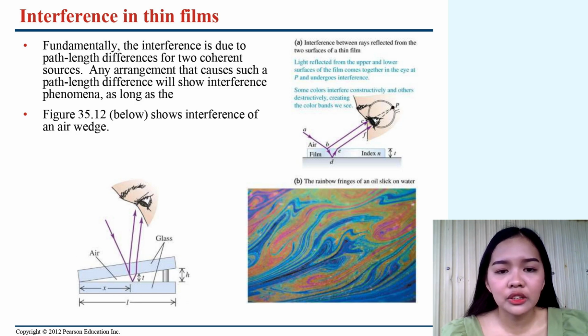Figure 35.12 shows an air wedge, which is two flat glass plates touching at one edge, separated by a thin wedge of air at the other. The light reflects off the bottom of the top plate and the top of the bottom plate, where the changing thickness creates parallel bright and dark fringes.